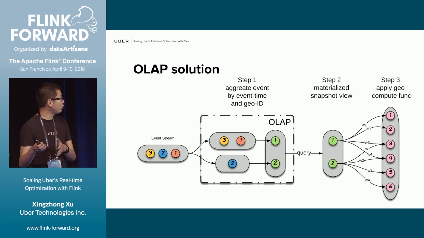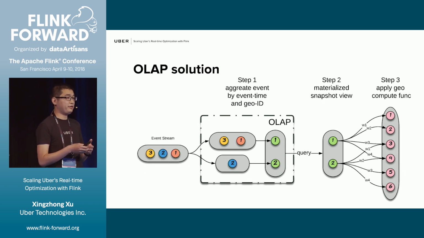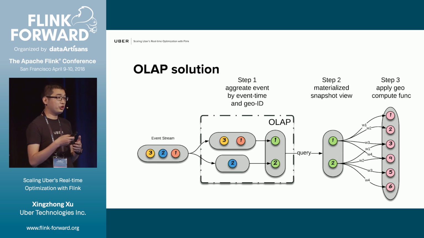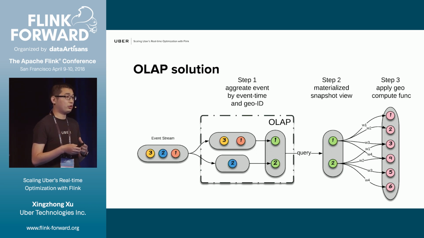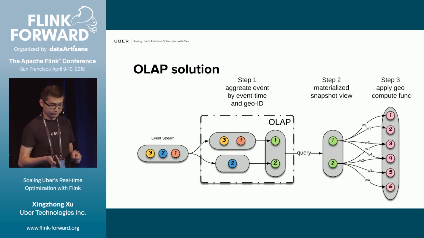Then the other part of the world comes in as either a service or a data analyst. They can query your OLAP system to get the most recent marketplace snapshot. Once they get this information, they can apply some functions. Since this information is geo-related, normally you have to grab the entire city because they are all related. So that's typically what we did before.